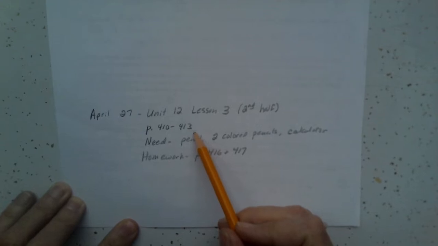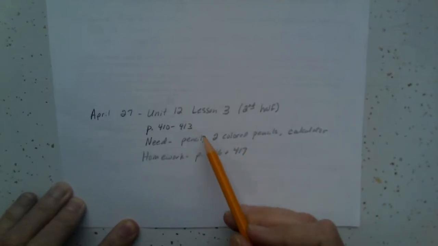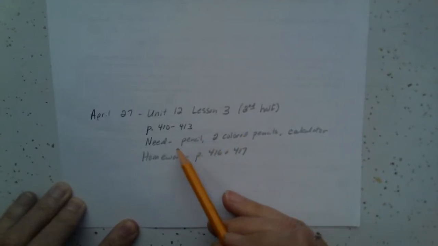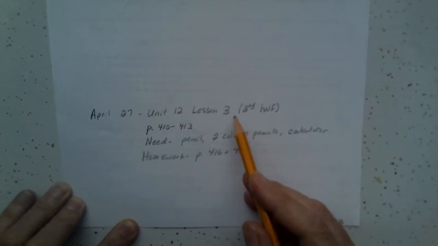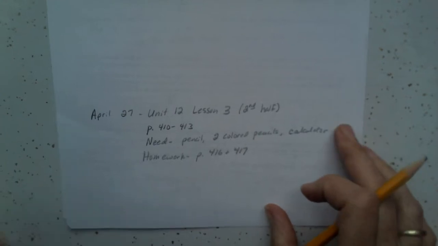Hello, today's April 27th, and we're going to finish up Unit 12, Lesson 3. We've already done the first half, and today's the second half. We're on pages 410 to 413 in your notes, so grab your notes on those pages, and you'll need a pencil. A couple of colored pencils would be nice, not absolutely necessary, and a calculator. And today's homework, after you finish viewing this video, is on pages 416 and 417.